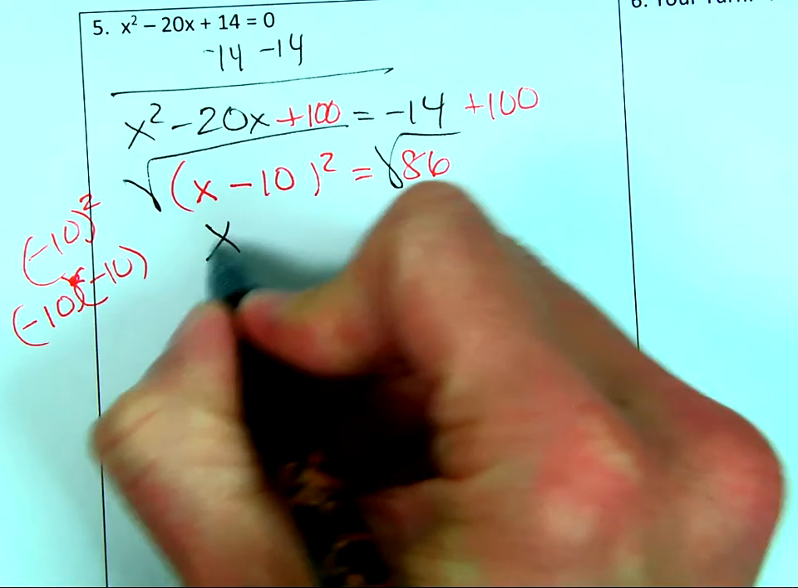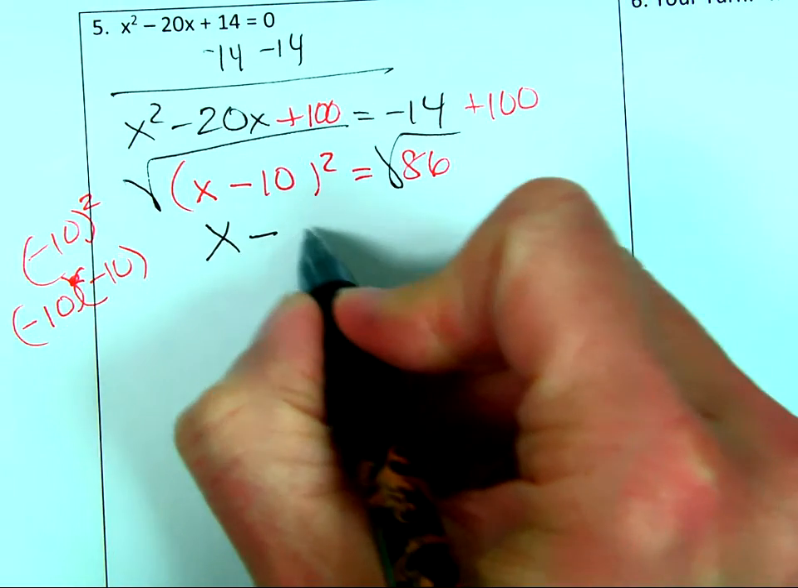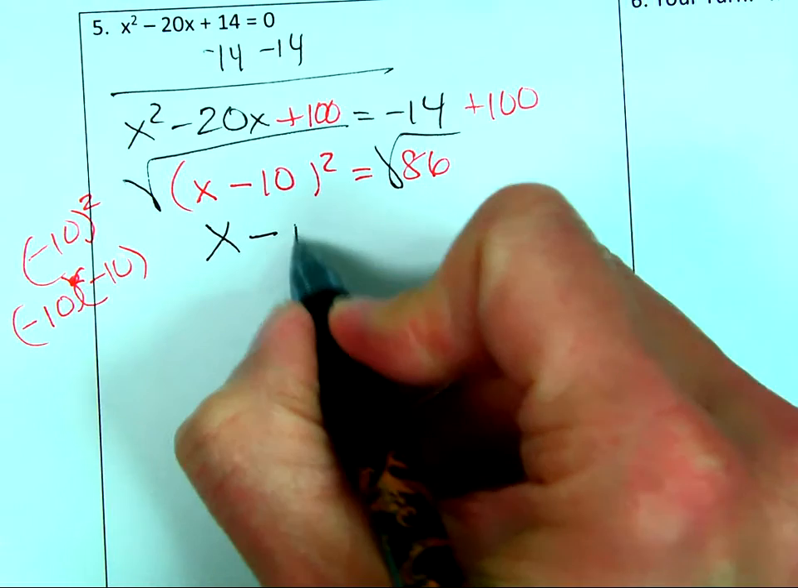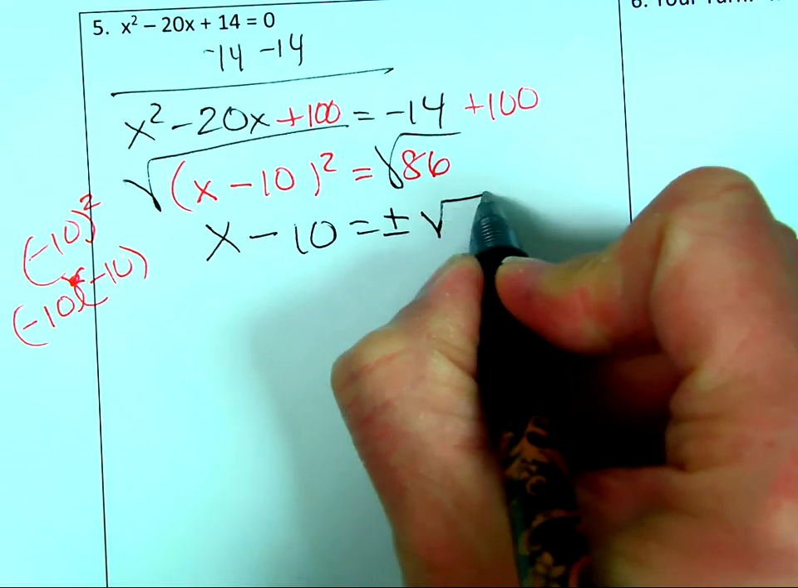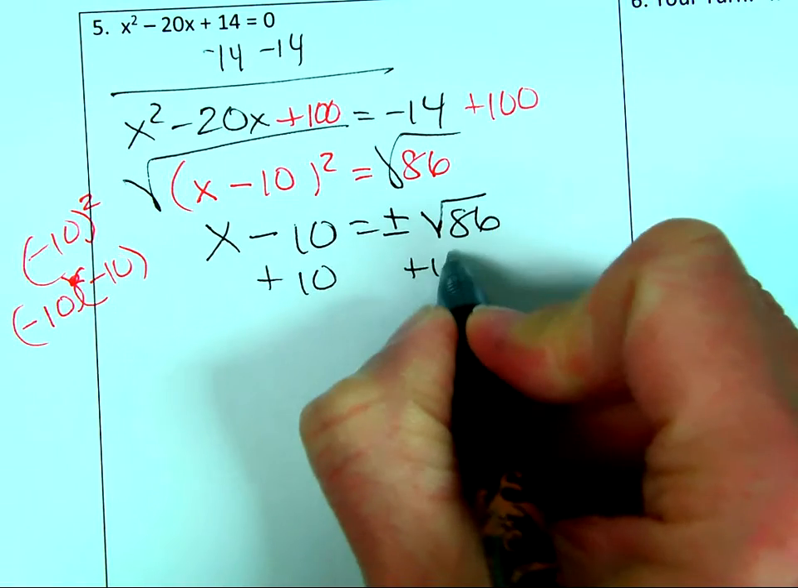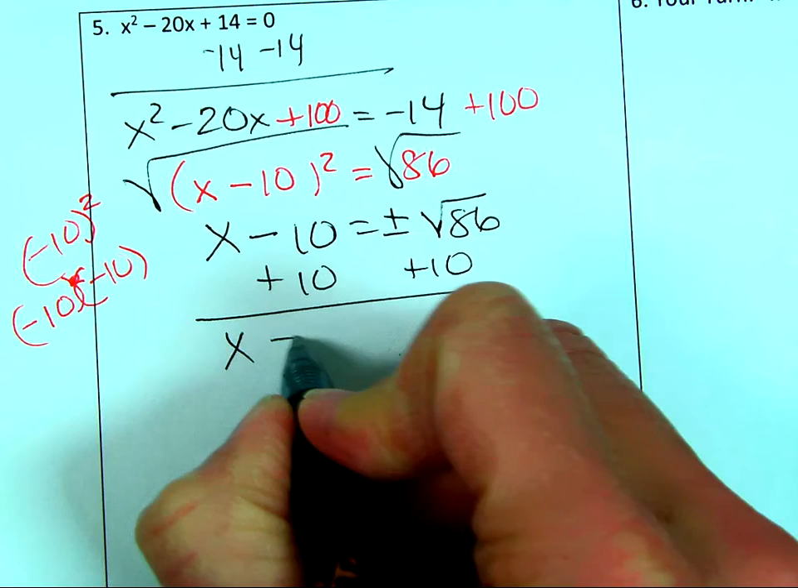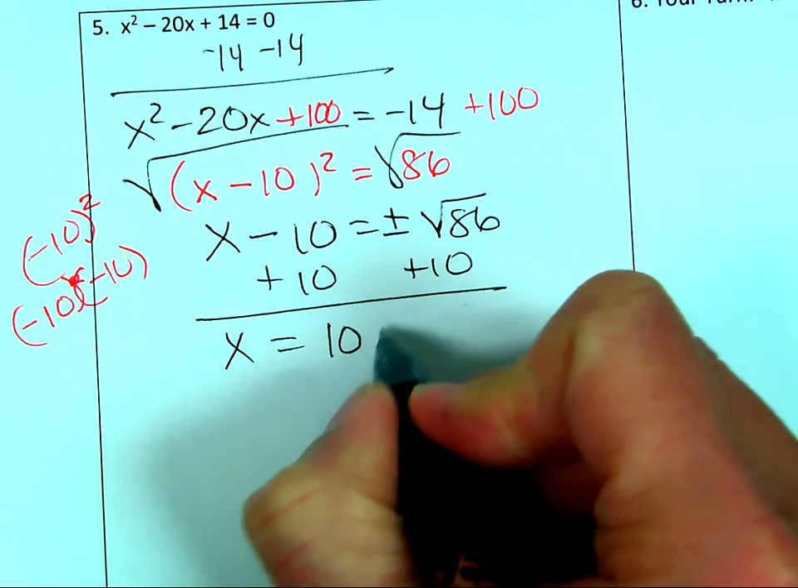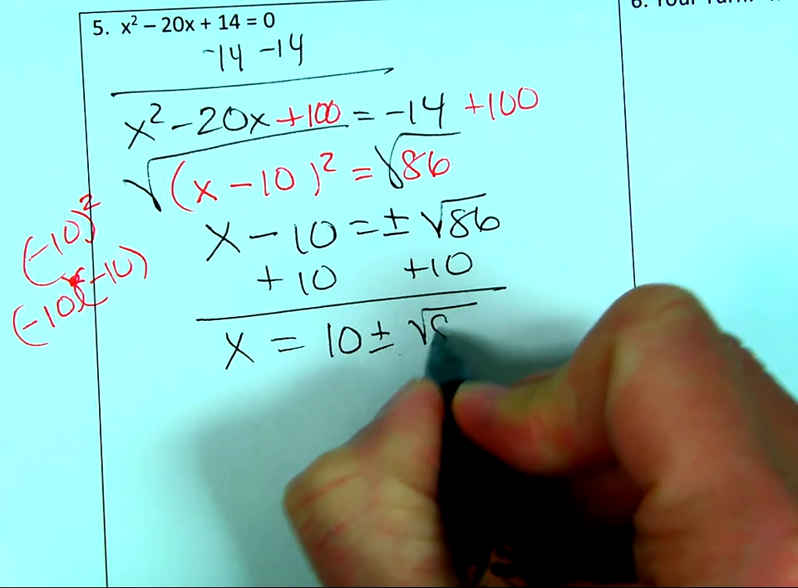So we're going to square root both sides. Then we're going to get x minus 10 equals plus or minus the square root of 86. So we're going to add 10 to both sides, and I'm going to rewrite that with the 10 first, the thing I added over. And then I'm going to show you how to do that in your calculator.